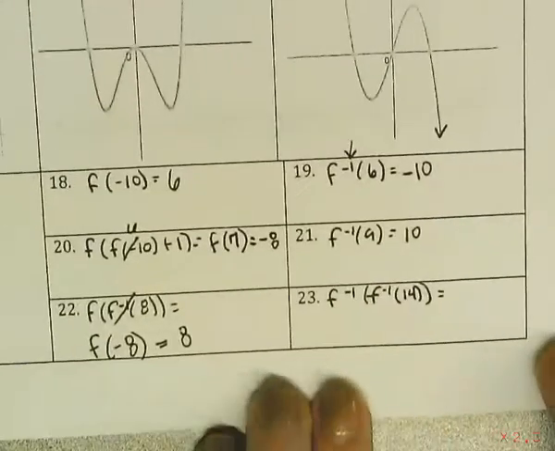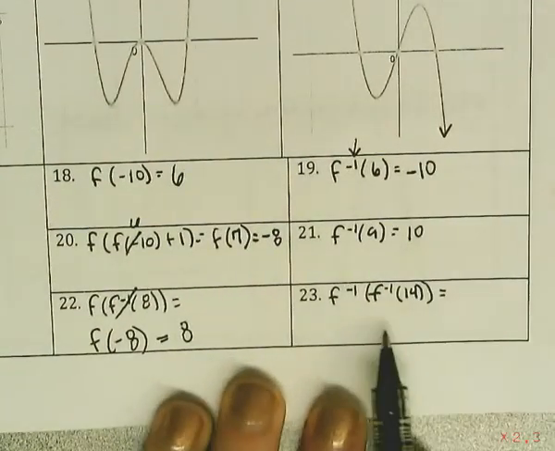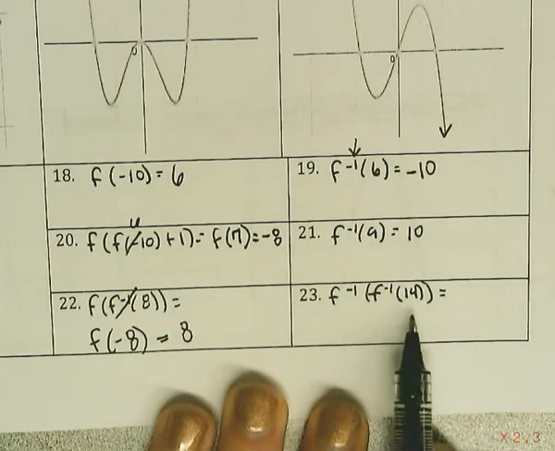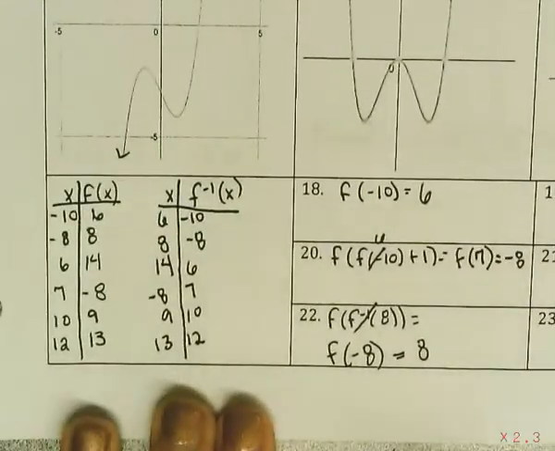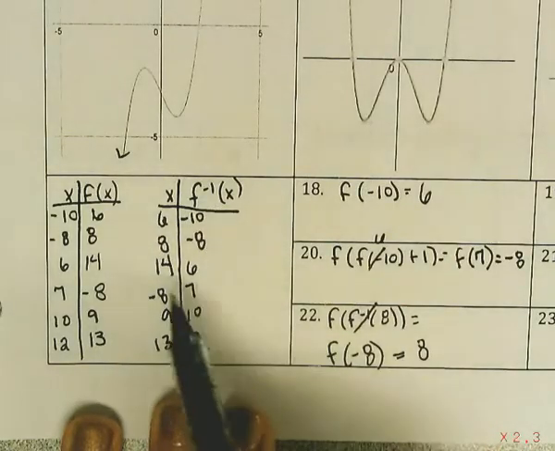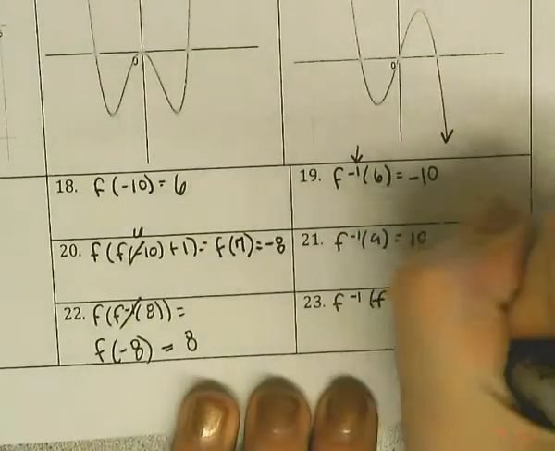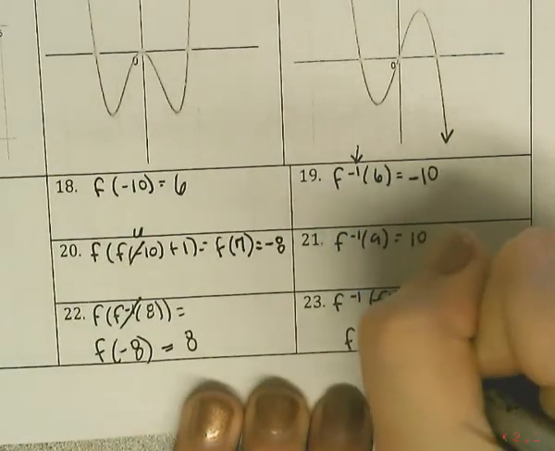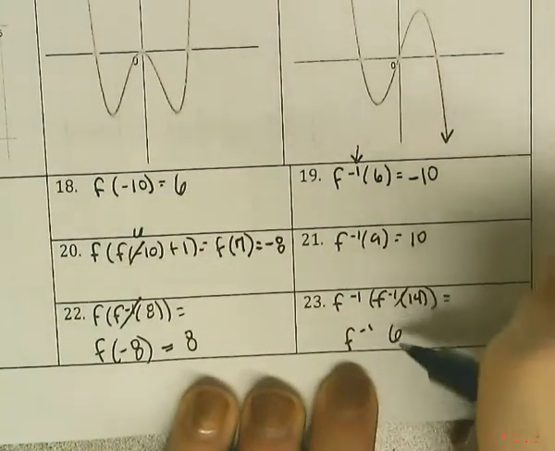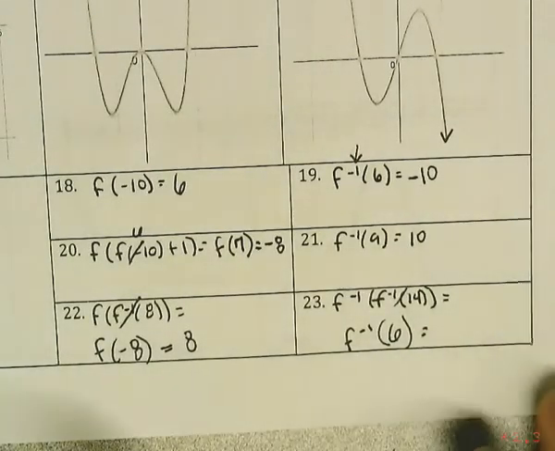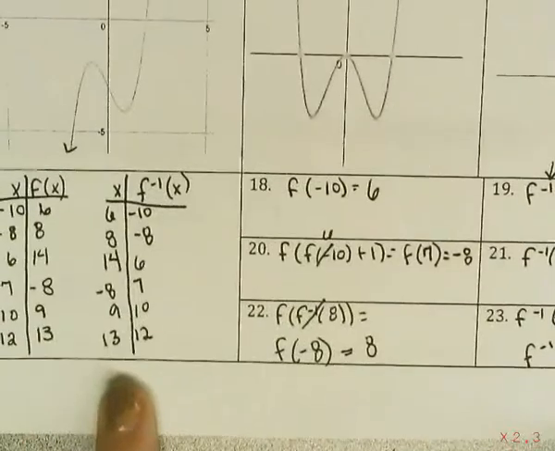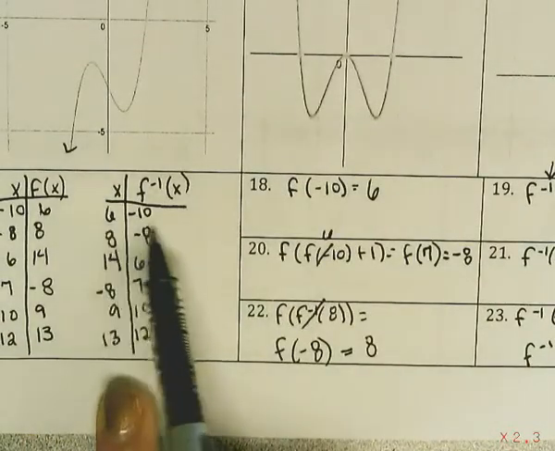Okay, 23 is a little bit harder. Do the inside first. F inverse of 14. Look at your inverse table and plug in 14. Inverse 14, I get 6 out. So that's 6. But I still have f inverse of 6. I'm still looking on the inverse side, so I go to the inverse table. I plug in 6, what do I get out? -10.